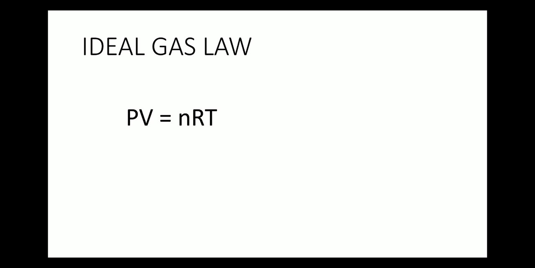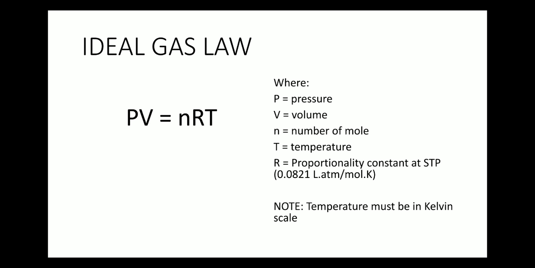For the ideal gas law, we use this equation: PV = nRT, where P is the pressure, V is the volume, n is the number of moles, T is the temperature, and R is the proportionality constant at STP. STP is standard temperature and pressure, which I will explain later. The value of R is 0.0821 liter atm over mole Kelvin. And take note, temperature is always in Kelvin scale.